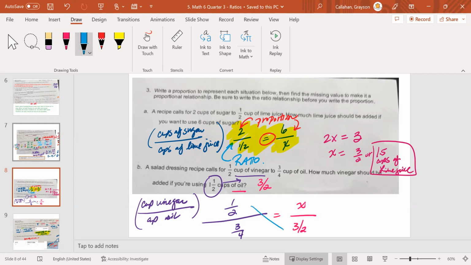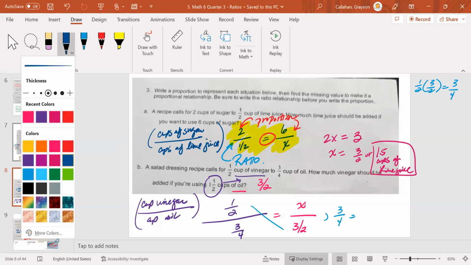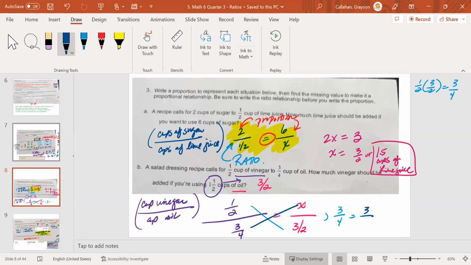You're going to work this on the side because if you keep writing it, it's going to get jumbled. Do you see that? So right here, 1/2 times 3 over 2 is 3 over 4. So 3 over 4 equals. Now you're going to multiply it this way. 3 over 4x. Do you see that?